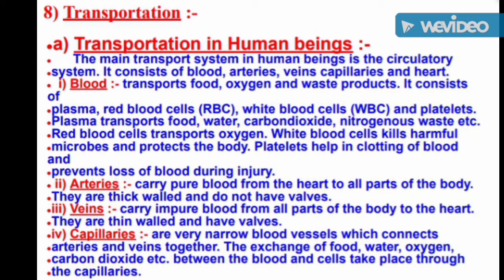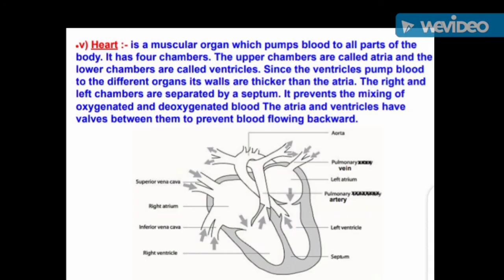The most important organ in transportation in human beings is the heart. How is the heart? Let us see. It is a muscular organ which pumps blood to all parts of the body. It has four chambers, as you can see in the figure, children. The upper chambers are called atria and the lower chambers are called ventricles. Since the ventricles pump blood to different organs, their walls are thicker than the atria.